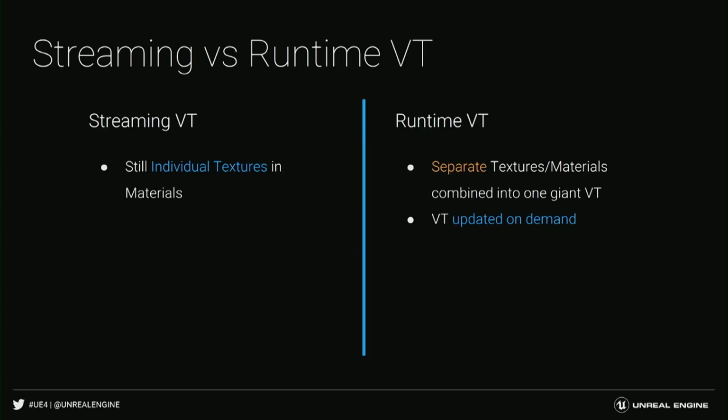With the streaming VT, you're really still dealing with individual textures and materials. In fact, nothing should really change much from a user perspective, other than you check the VT checkbox on the textures, and in materials, you have virtual texture sampler types. For runtime VT, it's a little bit more complicated because you have separate textures and materials all contributing to one combined virtual texture, and then that virtual texture is updated on demand. That makes it better suited for complicated blends where you have lots of decals and objects and terrain layers all making one really expensive mega shader, because you're not always rendering it unless you need to.